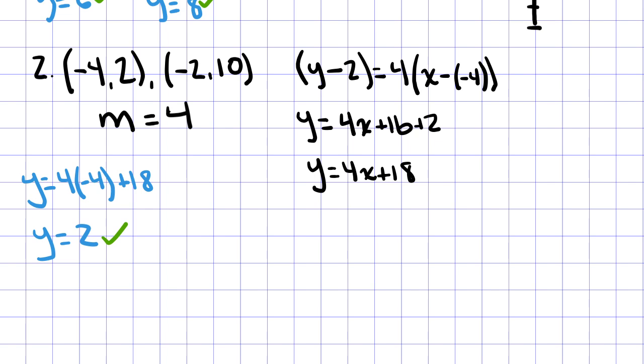Checking our other point, we have y equals 4 times negative 2 plus 18, and we should get 10. So y equals 4 times negative 2 is negative 8, plus 18 equals 10. And that works out. All right, so let's graph this.